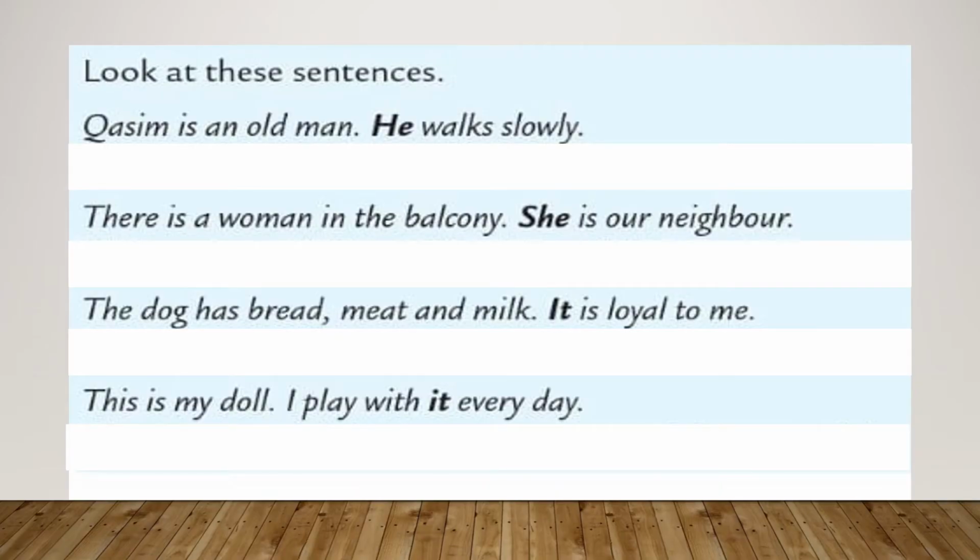Kasim is an old man. He walks slowly. So children, in the above sentence, he is used in place of the noun Kasim, so he is the pronoun. Next sentence, there is a woman in the balcony. She is our neighbor. Now you can see the pronoun she is used in the place of the noun woman.